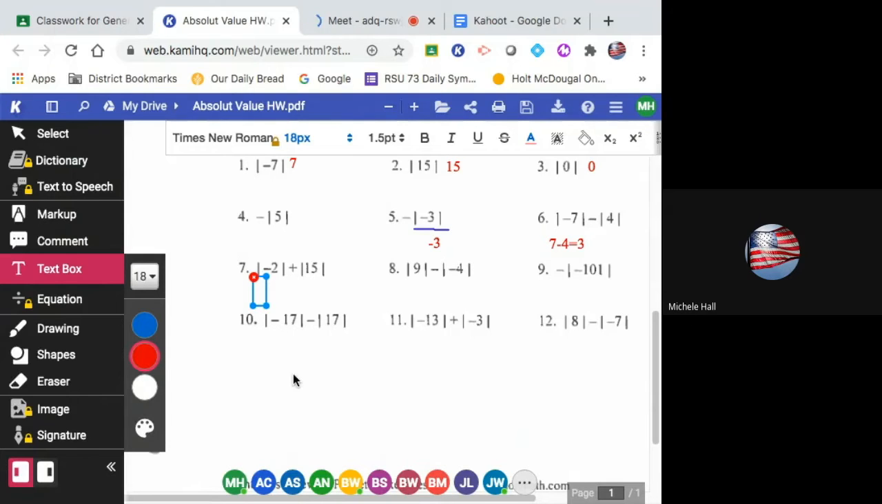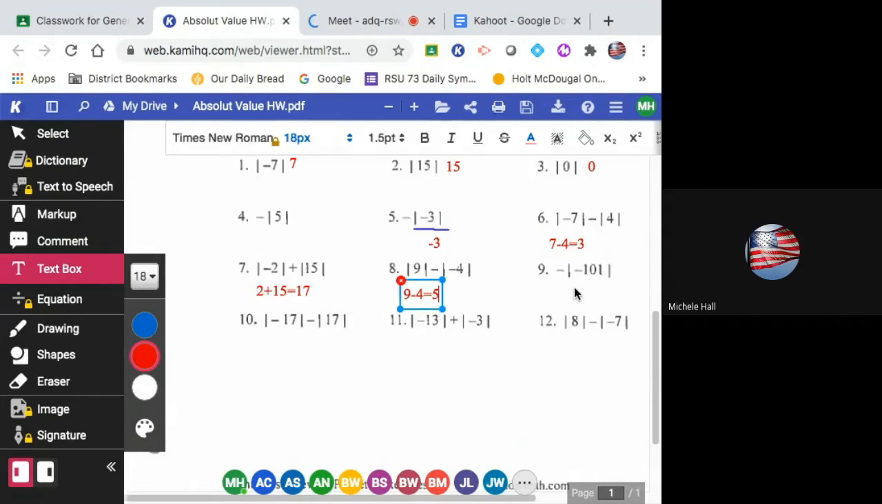Number 7. Wilson, what's the absolute value of -2? 2. -2 is 2 units away from 0. Plus, what's the absolute value of 15, Weatherall? 15. And that means 2 plus 15 equals 17. Number 8. Marston, what's the absolute value of 9? 9 minus Brianna, what's the absolute value of -4? It's 4. So we have 9 minus 4 equals 5.